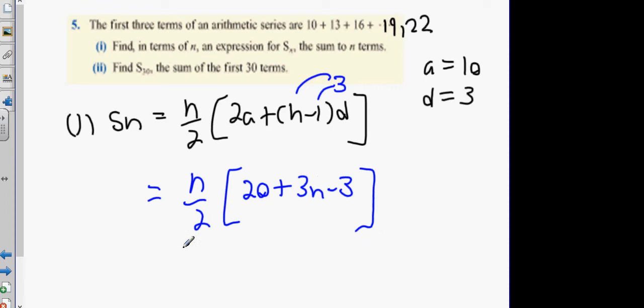And then finally, you just do what's inside the brackets. n over 2 into 3n, 20 minus 3 is plus 17. Okay?